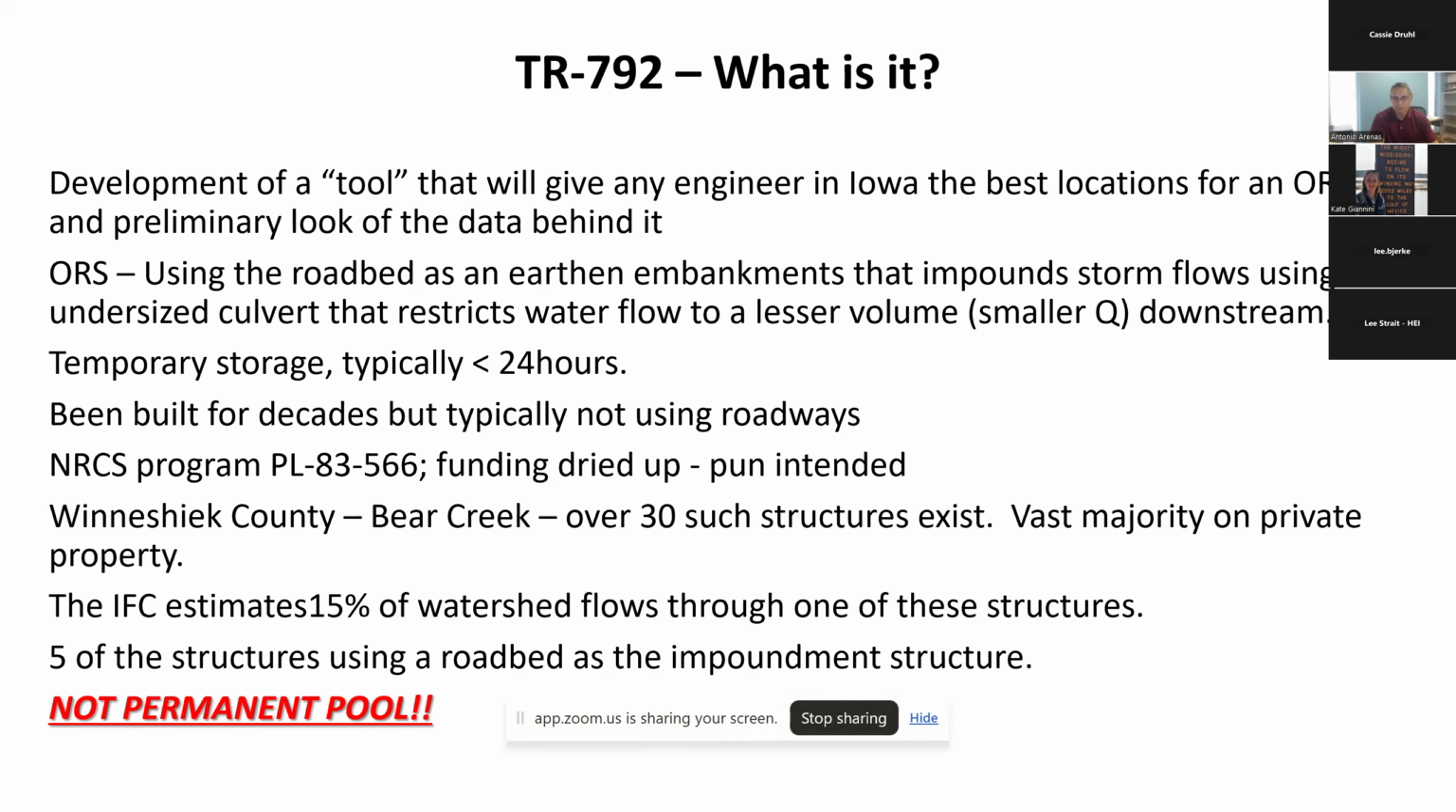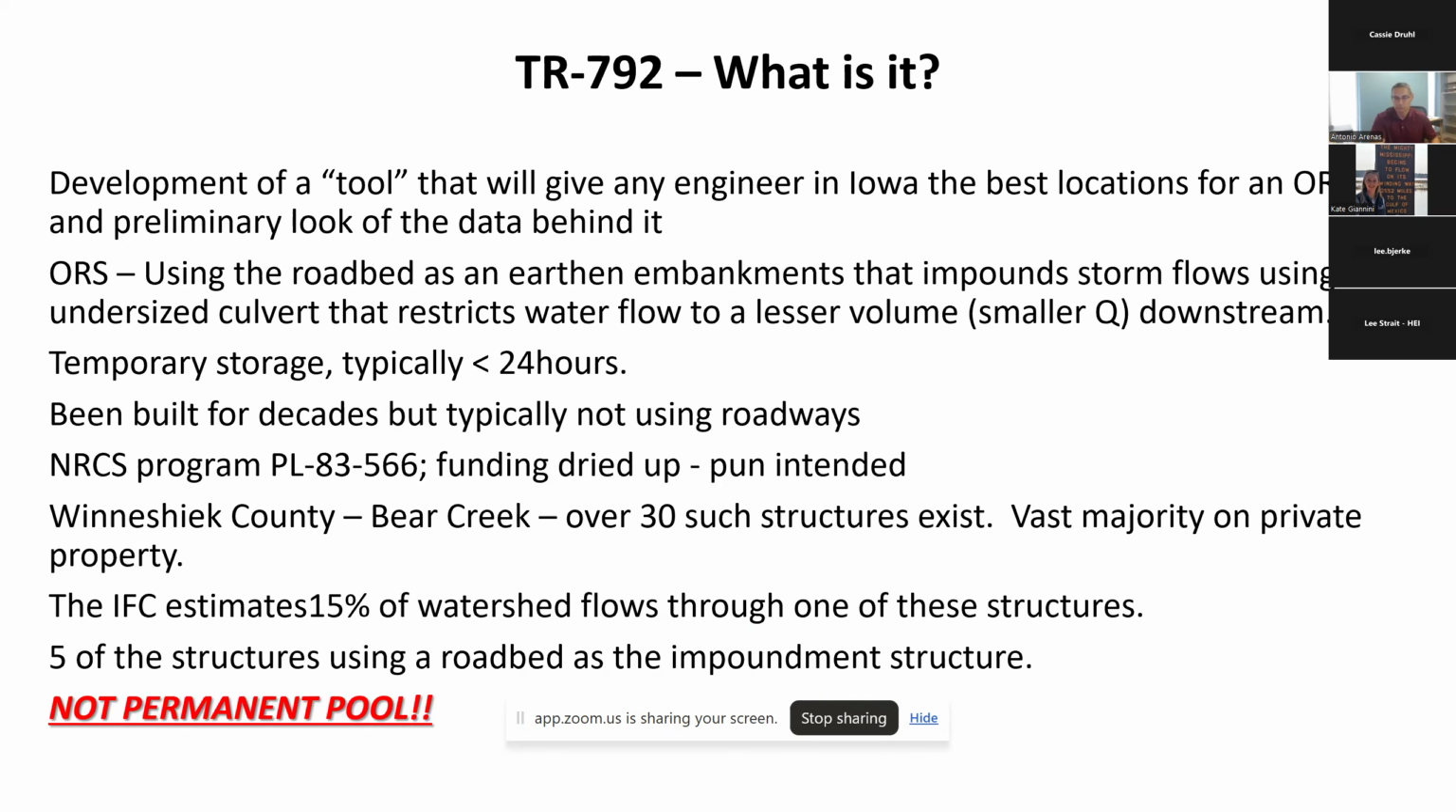TR 792, which is the project of the on-road structures, is a tool that, as Antonio showed you, lets a county engineer or state engineer or a consulting engineer look at the state where there's a road crossing, a pipe that maybe we need to replace. Can we build one of these structures to slow water down and potentially help ourselves with flooding? We're not talking permanent pool. I'm not a fan of that. I don't think that's a good idea anywhere.